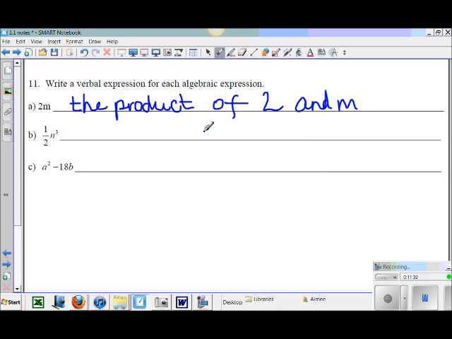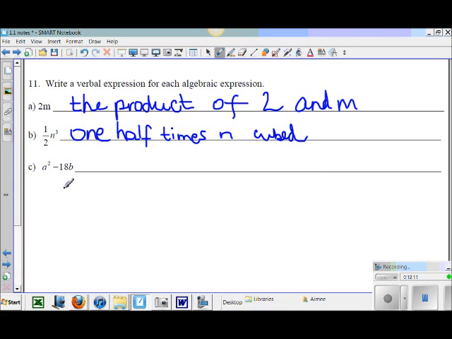The next one here in B, we have 1/2 n with the exponent of 3. So I'm going to say that that is 1/2, or you could say the quotient of 1 and 2, because that's what the fraction bar means, is to divide. So we're going to say 1/2 times n cubed, or you could say n to the 3rd power. Like I said, there are more than one way to do a lot of these.